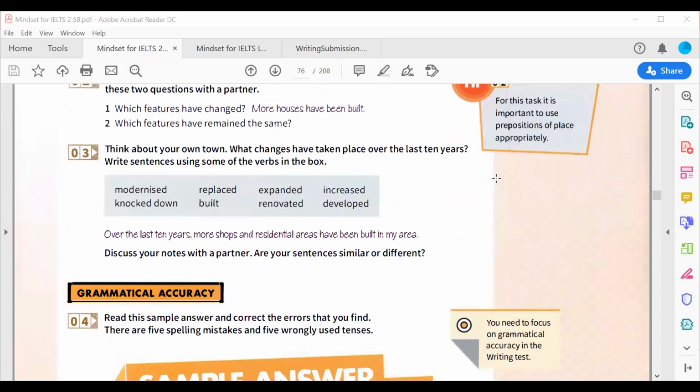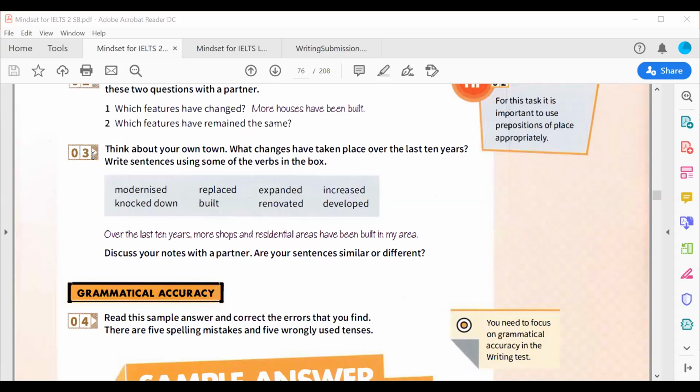So of course, the prepositions should be used appropriately. And then the third one says, think about your own town. What changes have taken place over the last 10 years? Write sentences using some of the verbs in the box. These verbs are really useful for the maps because you see, they can explain the map, like how the buildings and stuff have changed. For example, here is modernized, replaced, expanded, increased, knocked down, built, renovated, developed. So these are some verbs.